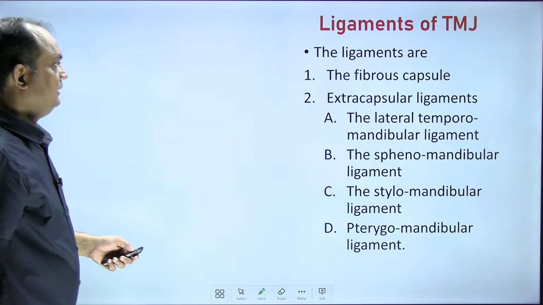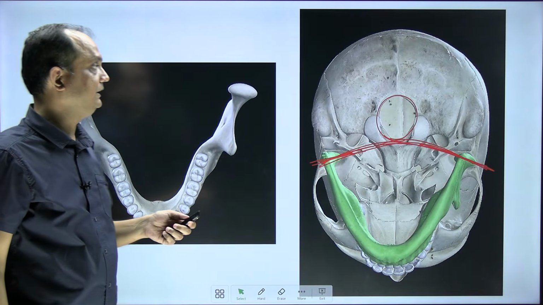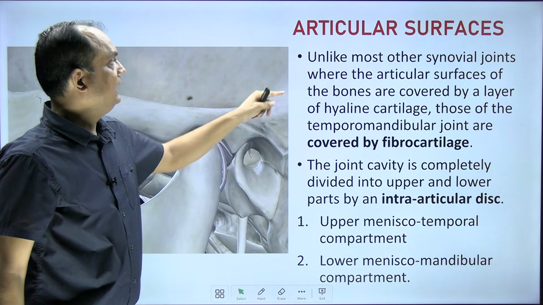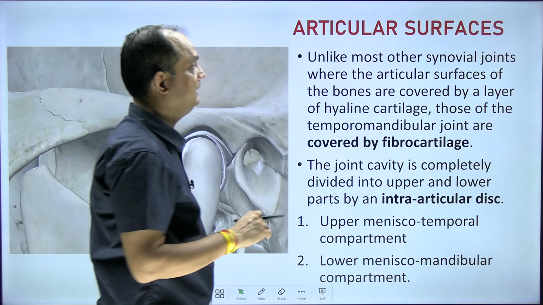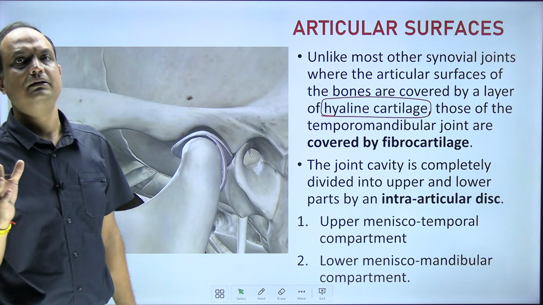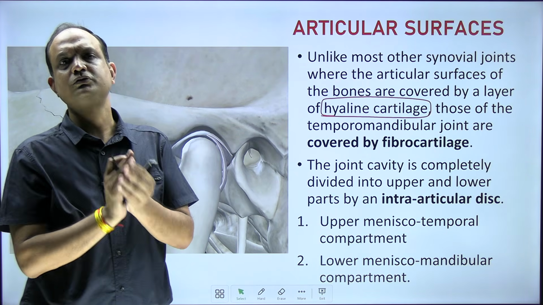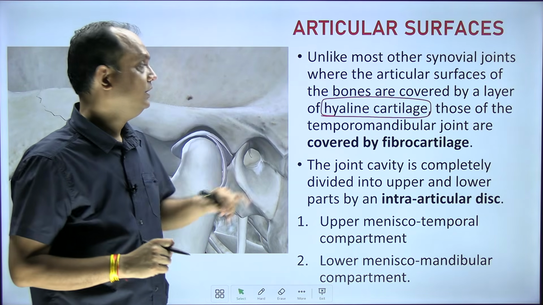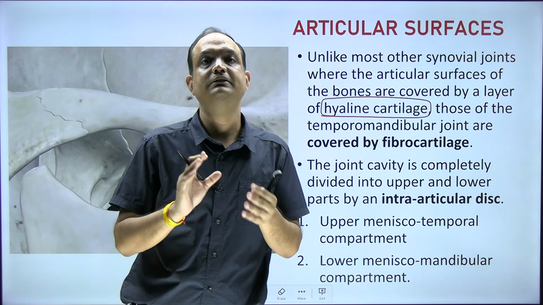Clear? Now, what is another important or special thing about these articular surfaces of the TM joint? Unlike most other synovial joints, where articular surfaces are covered by hyaline cartilage. What does it mean? If you see joints like your hip joint, your elbow joint, your knee joint, in most joints you will find that the ends of the bones are covered by articular cartilage which is hyaline in nature. So that is a very common characteristic feature of any synovial joint.